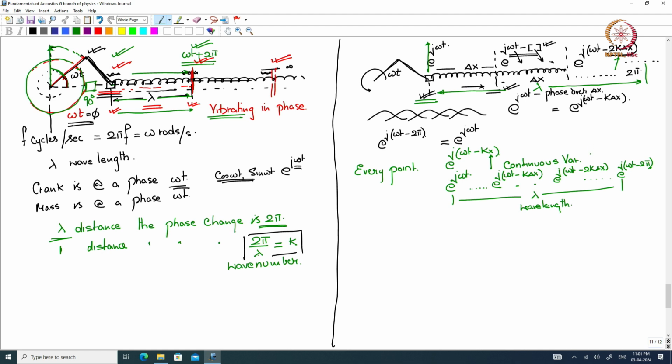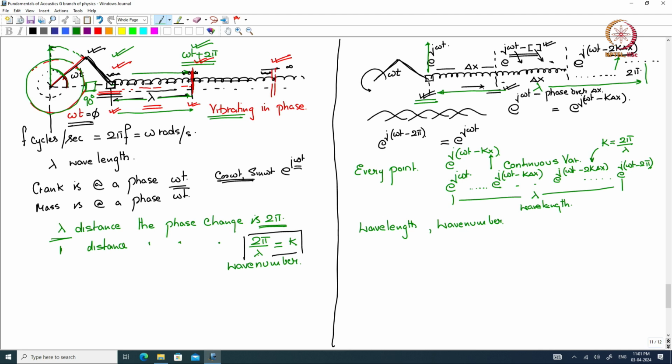Okay. And the phase delay per unit distance is k, which is the wave number, and it relates to lambda as 2 pi by lambda. Okay. So, that is how wavelength and wave number are related.